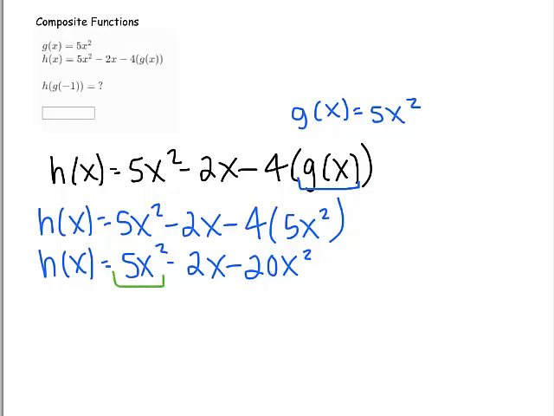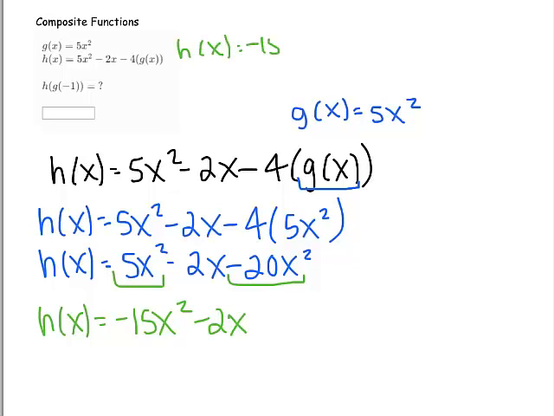I've got like terms here, so h of x is going to simplify to negative 15x squared minus 2x. So now, what I'm going to be able to do is evaluate my original question using my new form of h of x. So if I do h of g of -1, I start with g of -1.